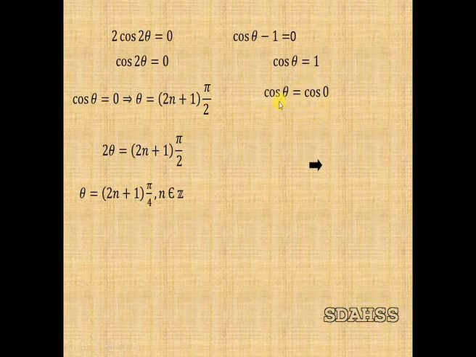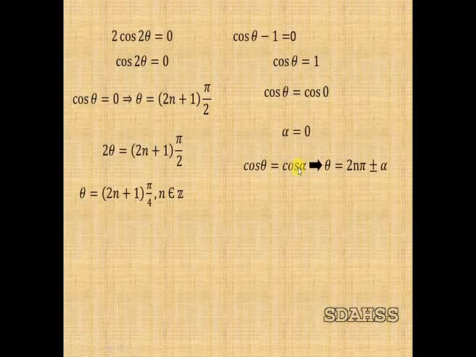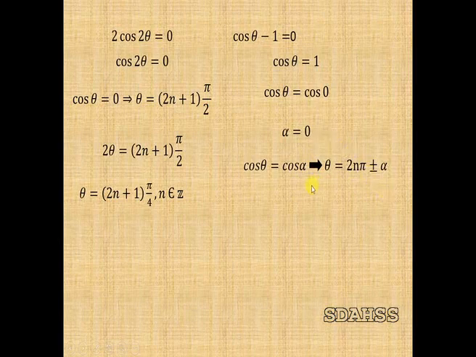So now this is of the form cos theta is equal to cos alpha. So then alpha is equal to 0. Cos theta is equal to cos alpha means theta is equal to 2n pi plus or minus alpha. Substitute alpha is equal to 0. So you have theta is equal to 2n pi where n belongs to Z.